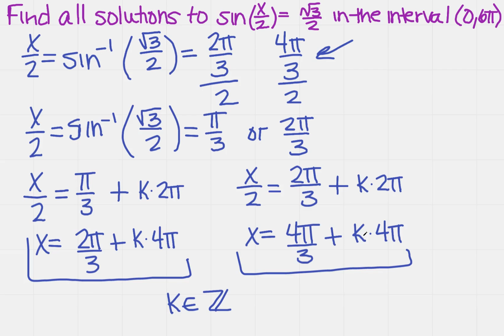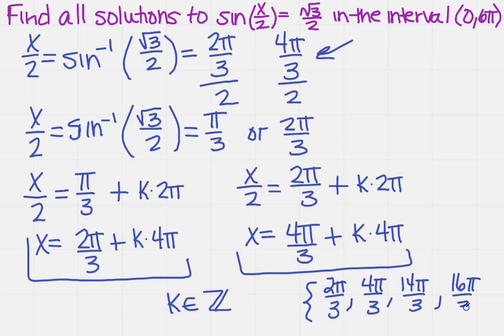So welcome back. Hopefully when you did all of your calculations, you came out with 2 pi over 3, which is one of the ones we started with, and also 4 pi over 3, but then that you also obtained 14 pi over 3 and 16 pi over 3.